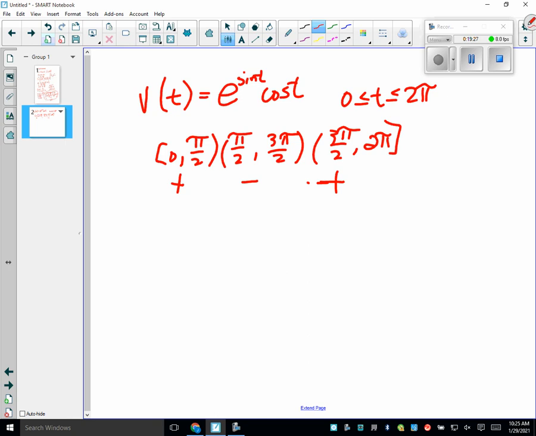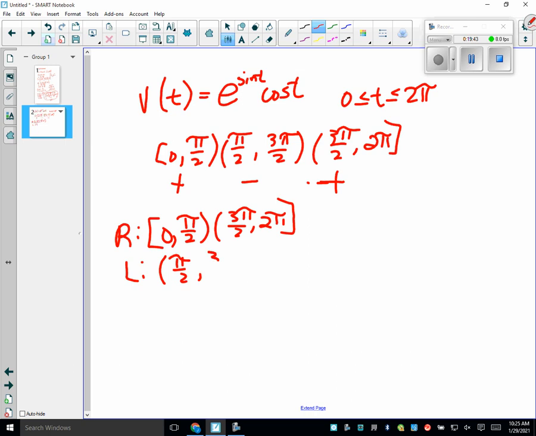Okay. So, when is it going right? From 0 to pi over 2 and 3 pi over 2 to 2 pi. When's it going left? Pi over 2 to 3 pi over 2. When is it stopped? At pi over 2 and 3 pi over 2. And that is not an interval, is it?